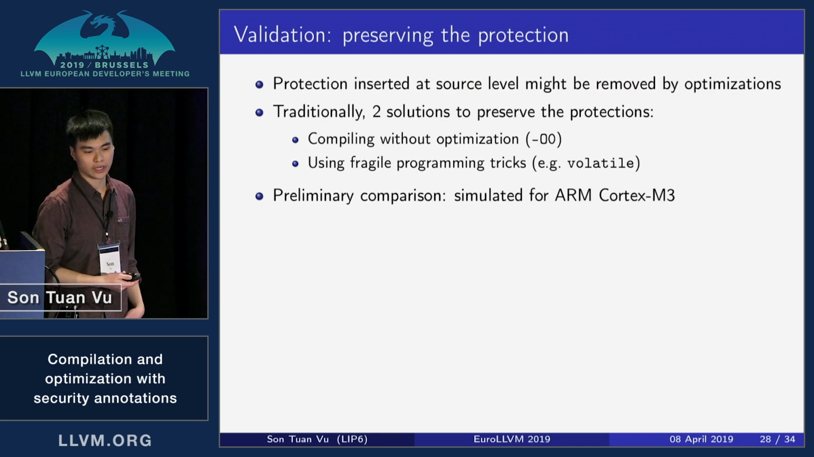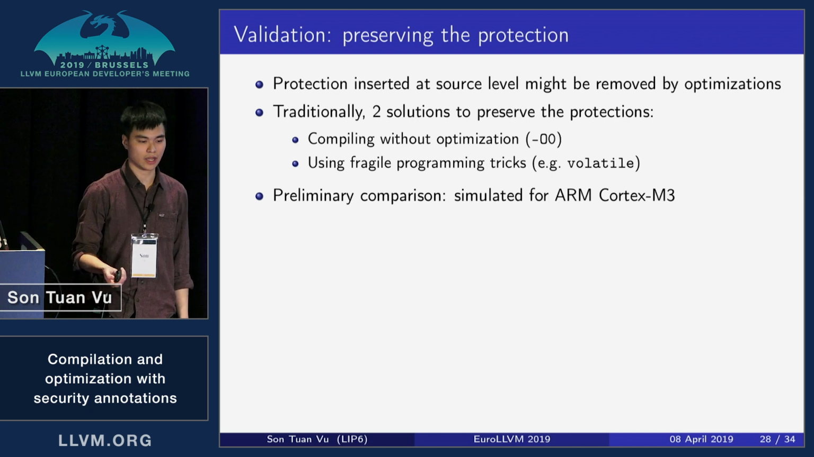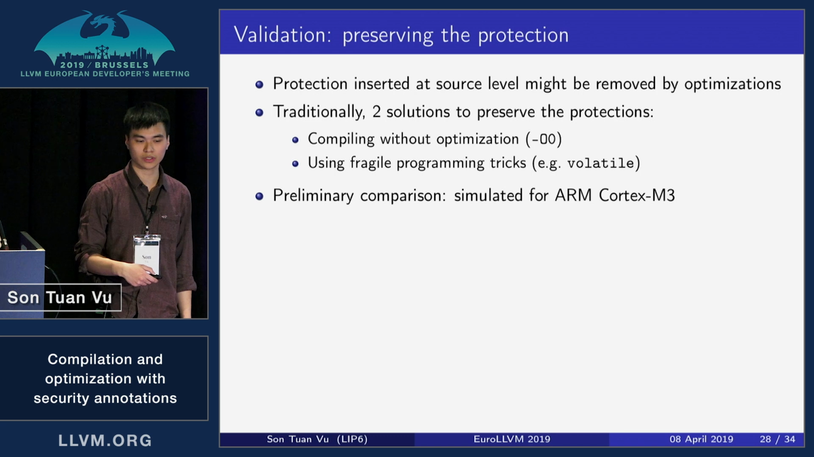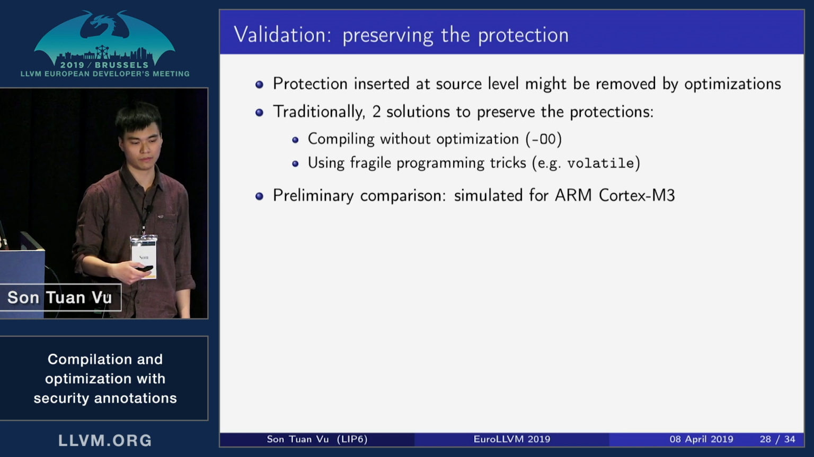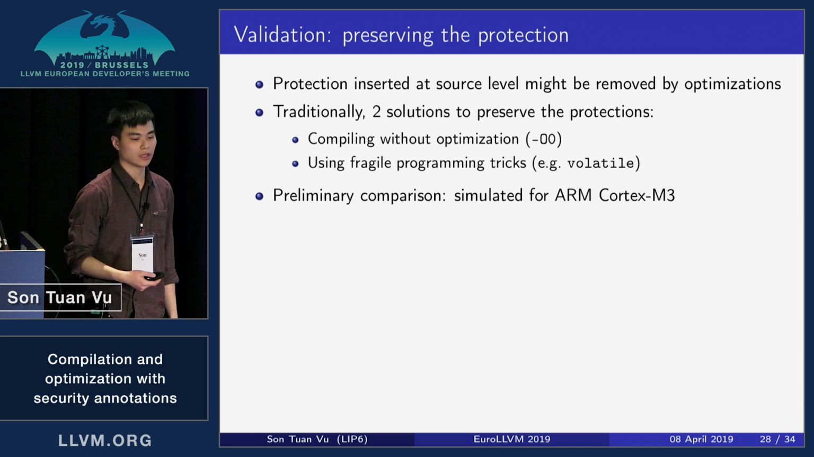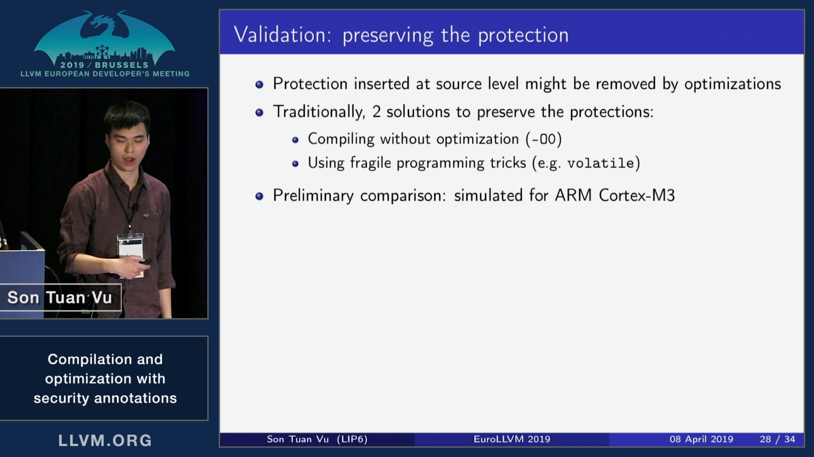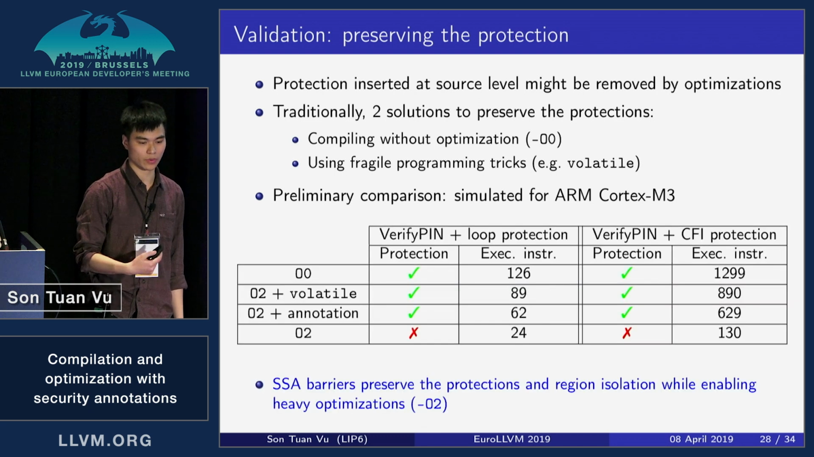Speaking of preserving protection, we all know that protection can be removed by optimizations. So traditionally, we have 2 solutions to this problem. We can either compile without optimization, or we can use fragile programming tricks. So we did some preliminary comparison with the code generated, and we simulated it for ARM Cortex M3. And here's the result.